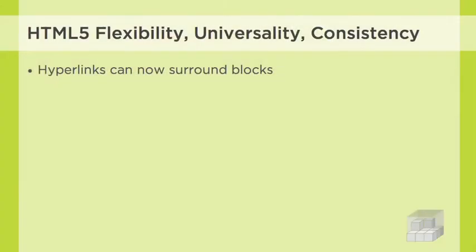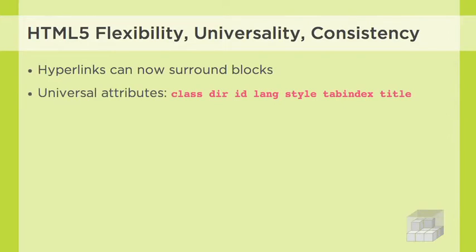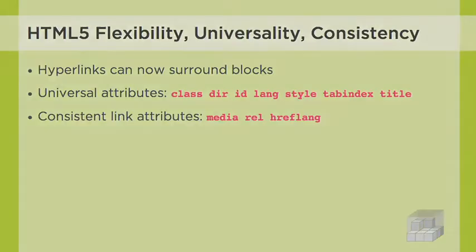So in summary, HTML5 has made some key features more flexible, more universal, and more consistent that make aspects of markup easier for web developers to learn and remember. In particular, hyperlinks can now surround blocks. A wonderful bit of flexibility. Should have been there from the beginning. The following attributes are now universal and can be applied to all elements: class, dir, ID, lang, style, tabindex, and title. And finally, there are consistent link attributes between media and rel and hreflang. They all work on both the A element and the area element.